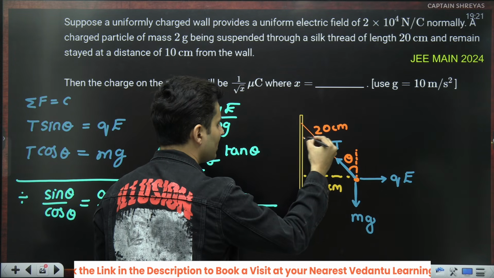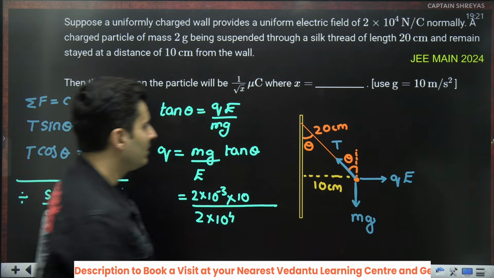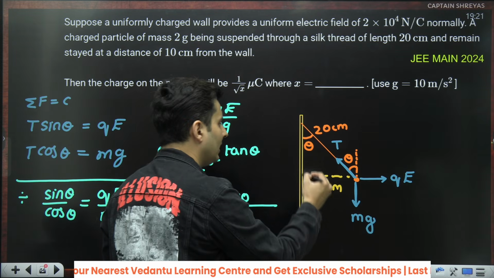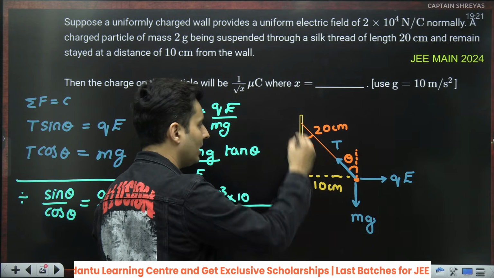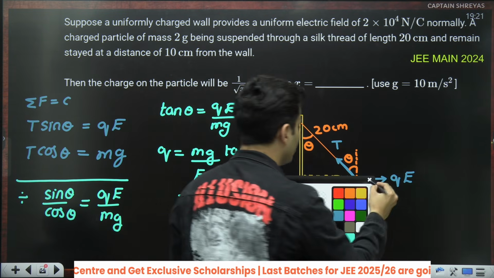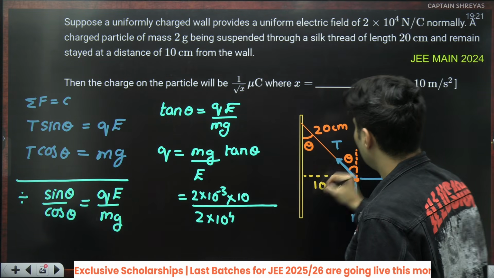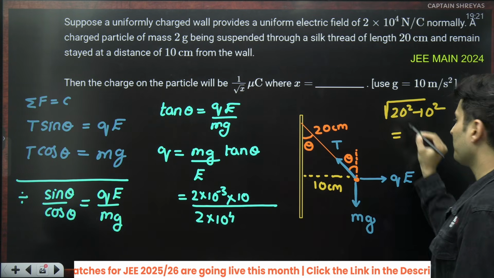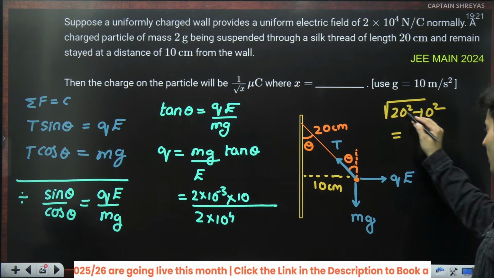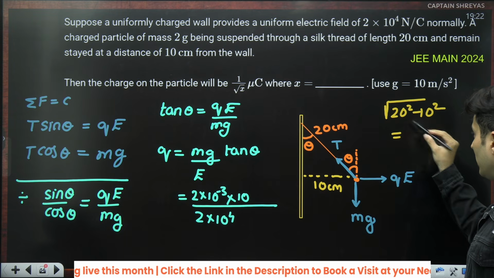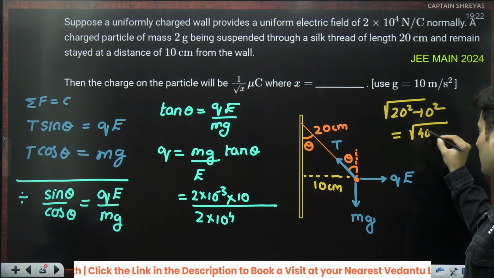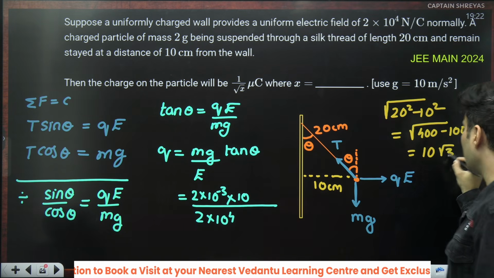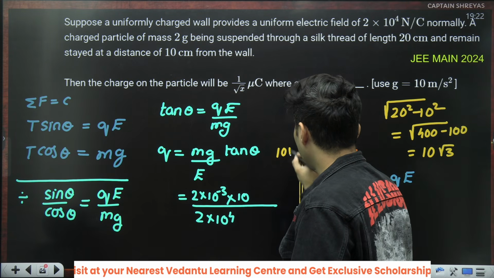If this is theta, obviously even this is theta. So what would be tan theta? Well, tan theta will be opposite by adjacent, but adjacent I do not know. So to find this height, use Pythagoras. It will be 20 square minus 10 square, correct? 20 square is 400, 400 minus 100, basically 300. So it will be 10 root 3. So this height is basically 10 root 3.